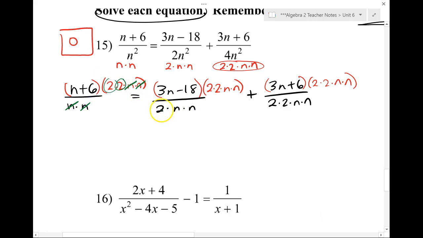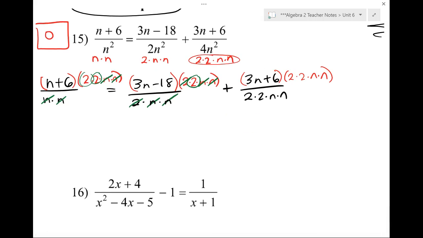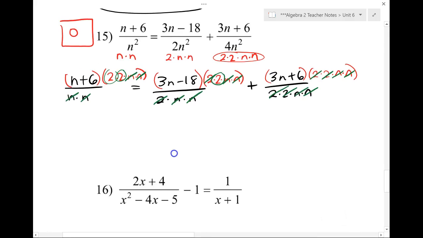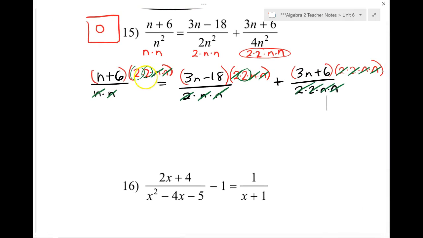And then here I'm going to cancel out 2, 2, n, and n, but I'm still left with a 2. And then over here on the right, I'm going to cancel out 2, 2, 2, 2, n. Alright, so that one completely cancels out. So now let's distribute what we have left. I'm going to do this in a bit longer steps.